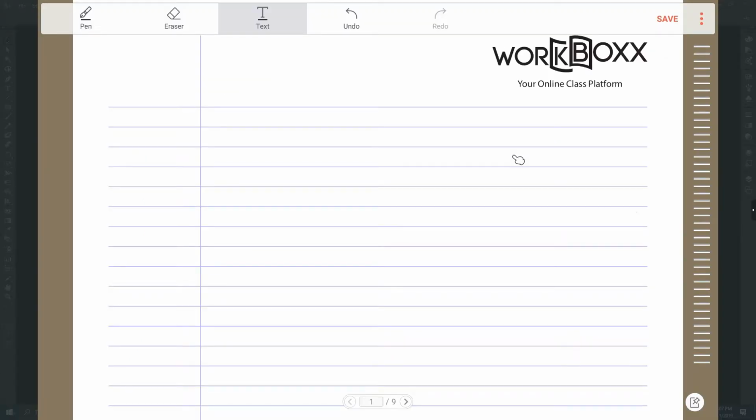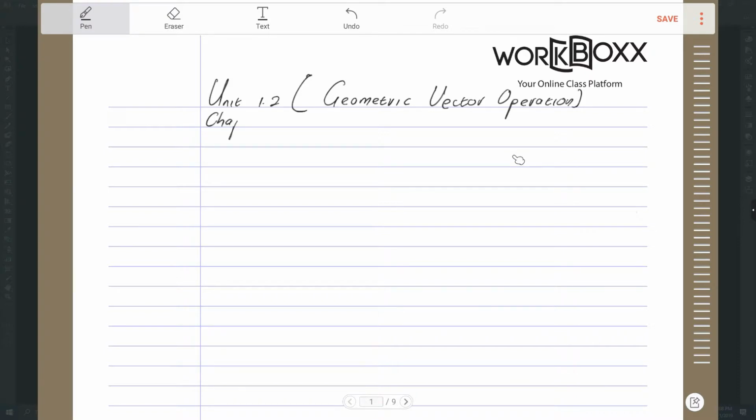So we are on unit 1.2 according to the study guide. And this unit is titled Geometric Vector Operations. This is found on chapter 2 in the textbook from 2.1 to 2.3.